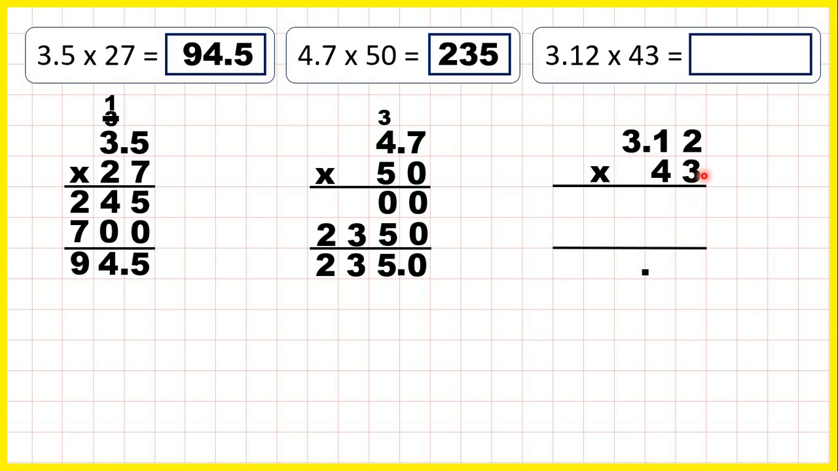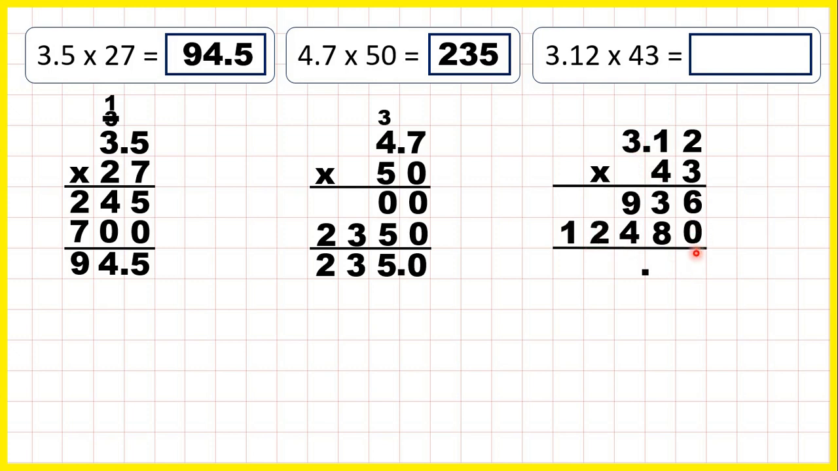Now we can multiply in the same way as if we had 312 times 43. 2 times 3 is 6, 1 times 3 is 3, 3 times 3 is 9. We need a 0 in our second answer line, and now 2 times 4 is 8, 1 times 4 is 4, and 3 times 4 is 12.